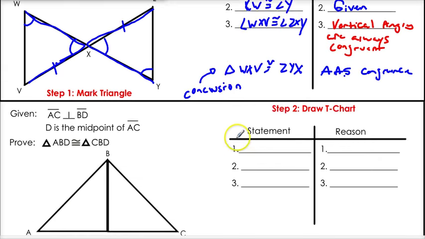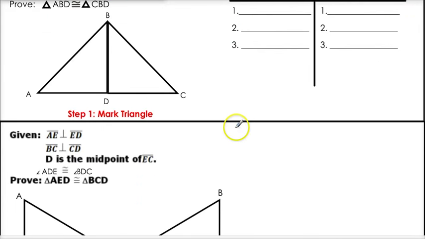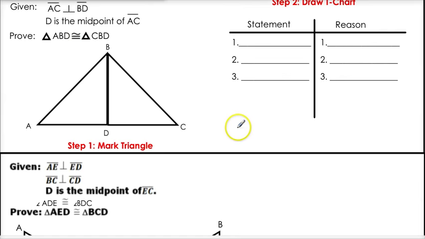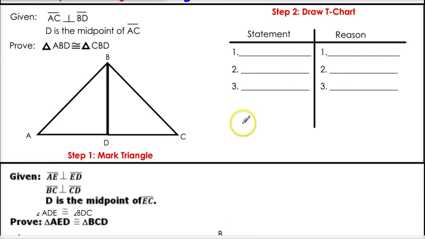We're going to try it two more times. I know this lesson's getting long, but buckle down. We're going to get good at this stuff. It's important. This is the backbone of your geometry right now. So once again, you look at your given information, you mark your triangle, and then we'll write our proof. We're trying to prove that triangle ABD is congruent to CBD.